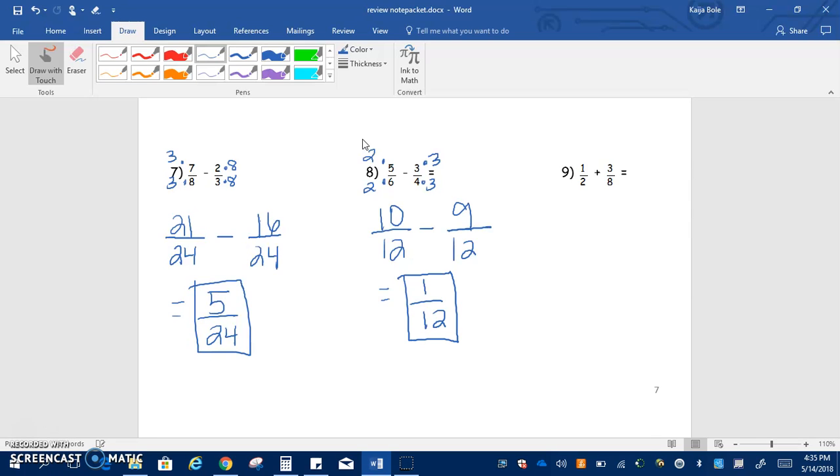So now probably some of you are wondering, well, what happens if we accidentally made the common denominator 24? That is perfectly fine. You would just have more simplifying to do in the end.